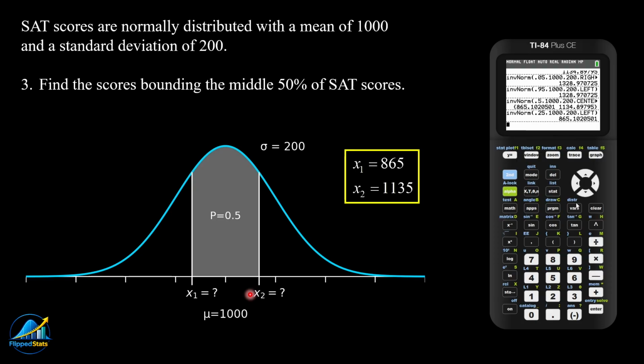We'll paste that and hit enter, and we get the same number for the left boundary. That's 865, so a score of 865 on the SAT. If we go back into the inverse norm function, I can find the x value for the right boundary corresponding to an area of 0.75. And again, that's the area to the left of that cut line that we called x2. We paste that in and hit enter, and we get that same score of about 1135.